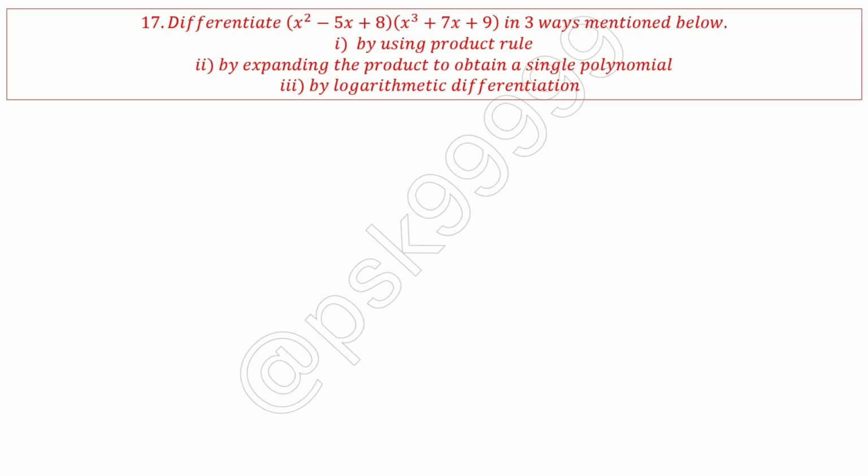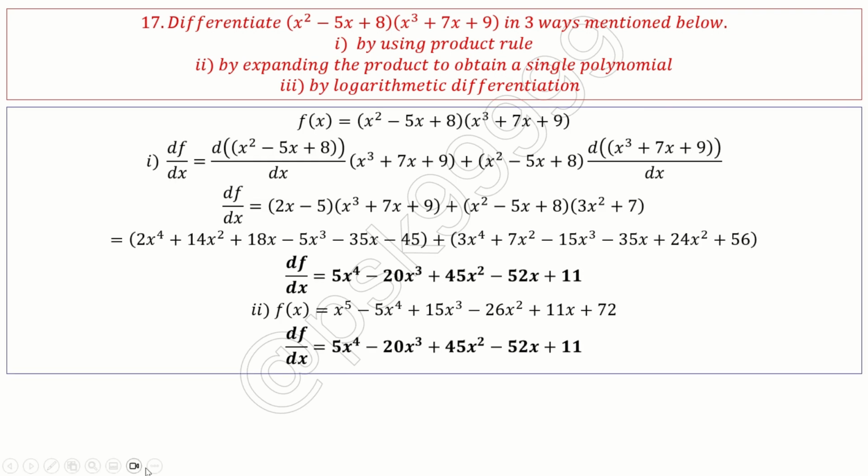Differentiate this expression in the three ways mentioned below. One, by using product rule. Two, by expanding the product to obtain a single polynomial. Three, by logarithm. Okay, let's do one by one. First product rule, UV rule. We know UV rule, U dash V plus UV dash, correct?